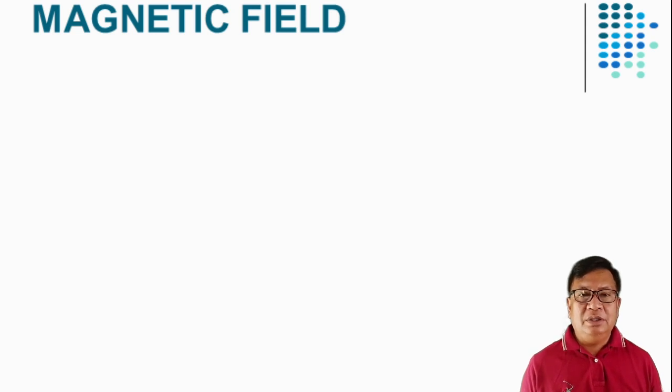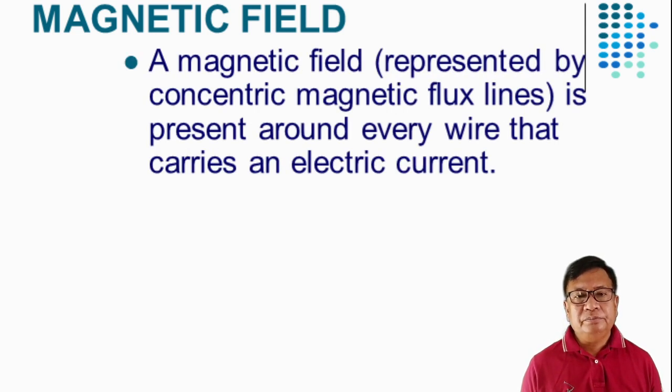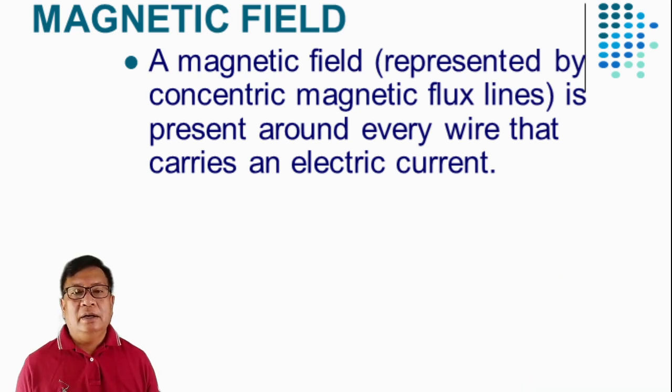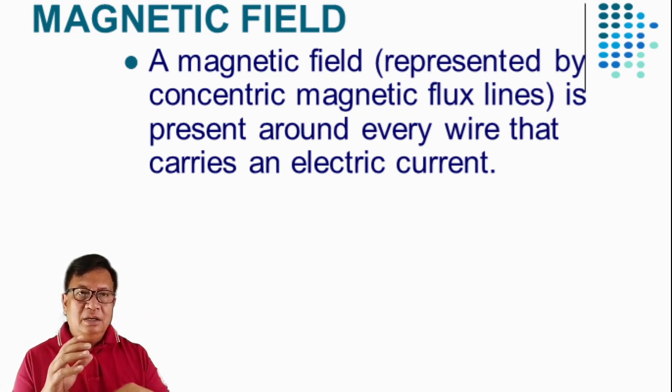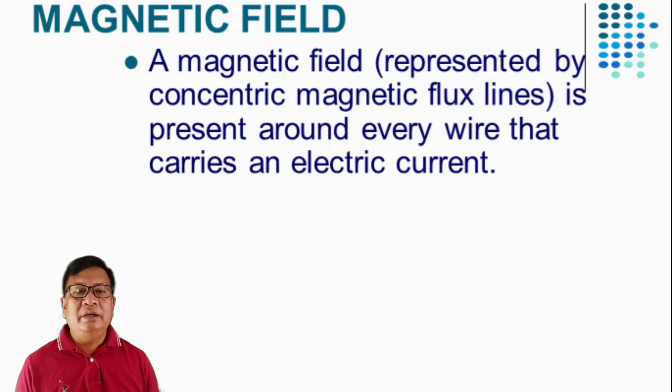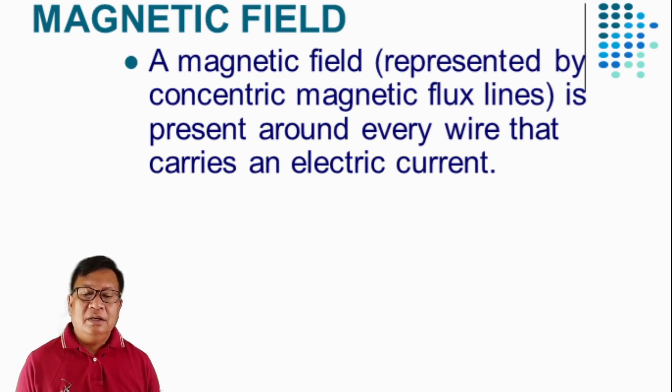Okay, so let us start with the magnetic field. Okay, this magnetic field sometimes represented by concentric magnetic flux lines. Okay, so concentric flux lines. Pag sinabi nating concentric, that is para bang circular, no? Flux lines, so magnetic flux lines. Circular po yan. Okay, present around every wire that carries an electric current.